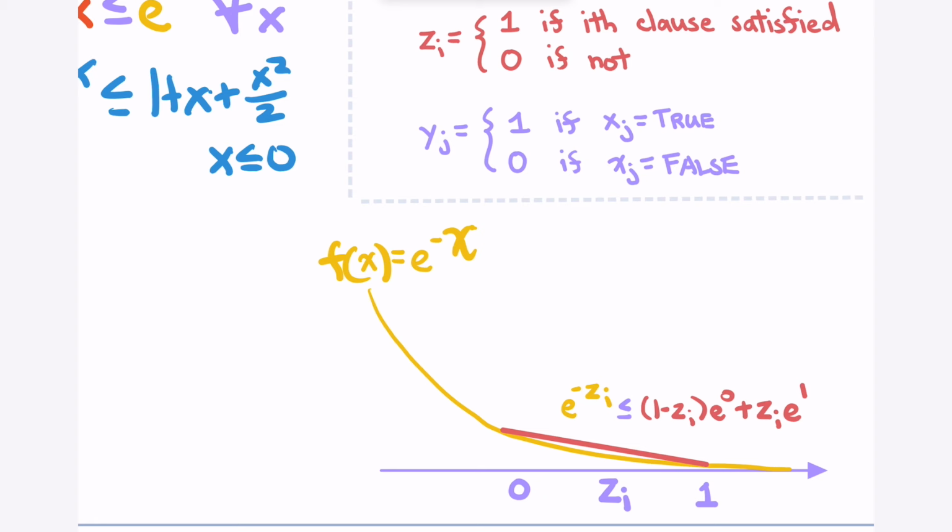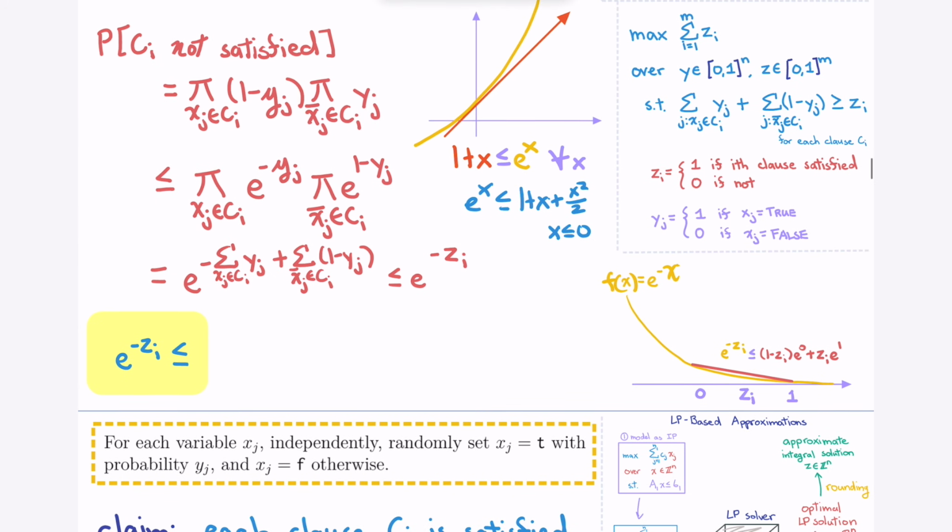Okay? So e to the minus zi, this part on the red line, what is this called? A chord, maybe? Secant? A secant. Okay. Well, we have at most 1 minus zi times e to the 0 plus zi times e to the 1. It's like your usual kind of convex analysis inequality. Okay? So let's try plugging that in.